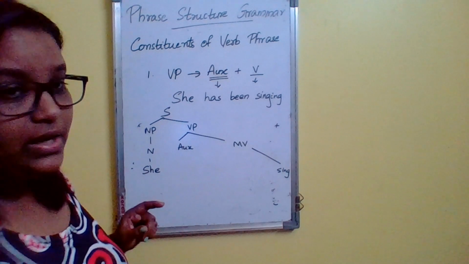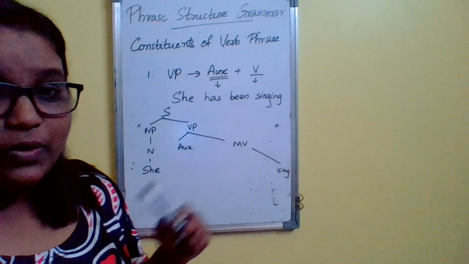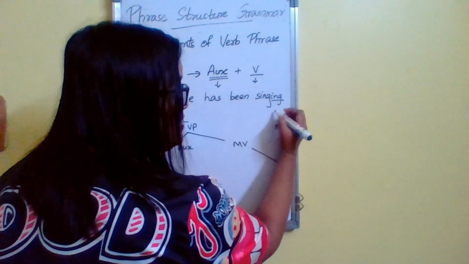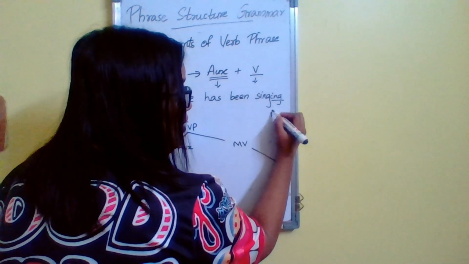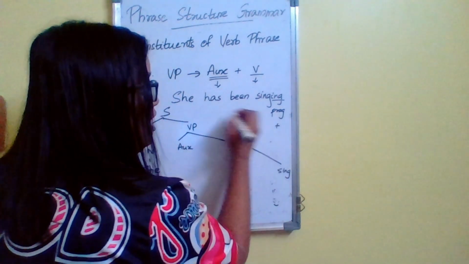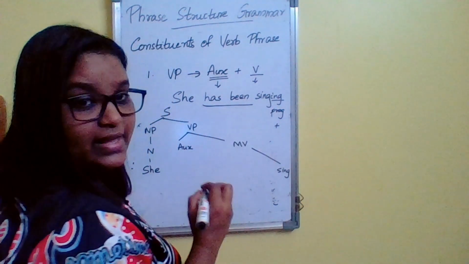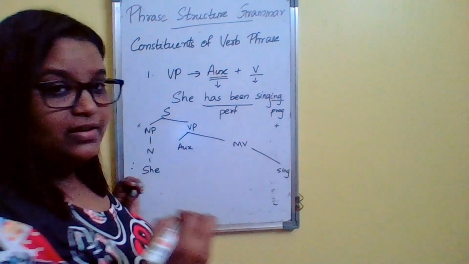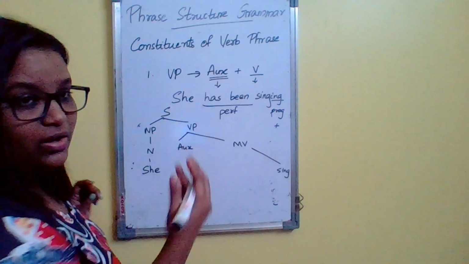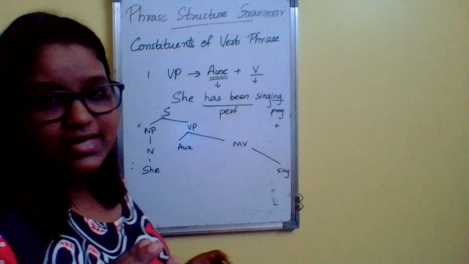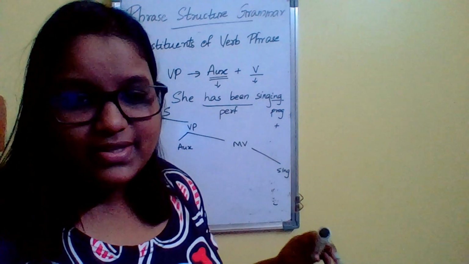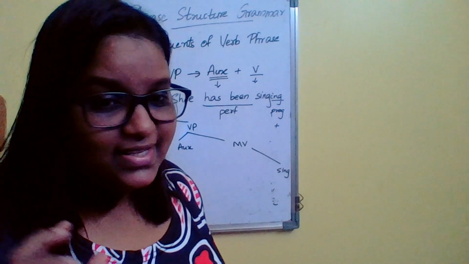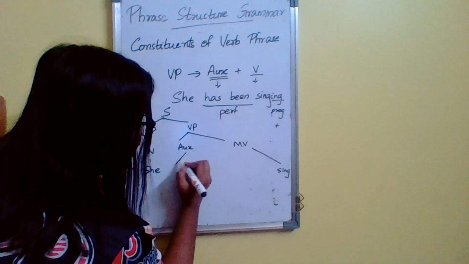Now in auxiliary we have to account for certain things. We have to account that there is an ing here. That means it is progressive. Then there is a has been here. That means we have to account that it is perfective. So let's split. And then there is always tense. Tense is actually present in every auxiliary. Whenever there is an auxiliary, we have to account for what tense it is. So let's split it into three.